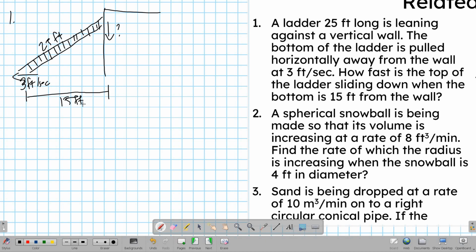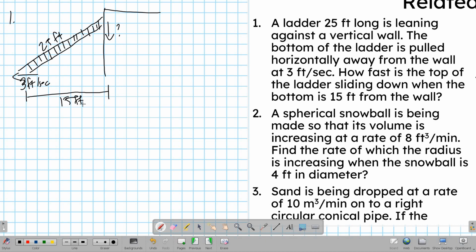Now since we're asking how fast, and we already mentioned that when it comes to rate of change, the derivative would be speed or velocity, what we're looking for is the velocity as the ladder slides down. At first it may seem, what relationship can we use? There's no mention of any shape, any figure, any formula that we can use for problem number 1.